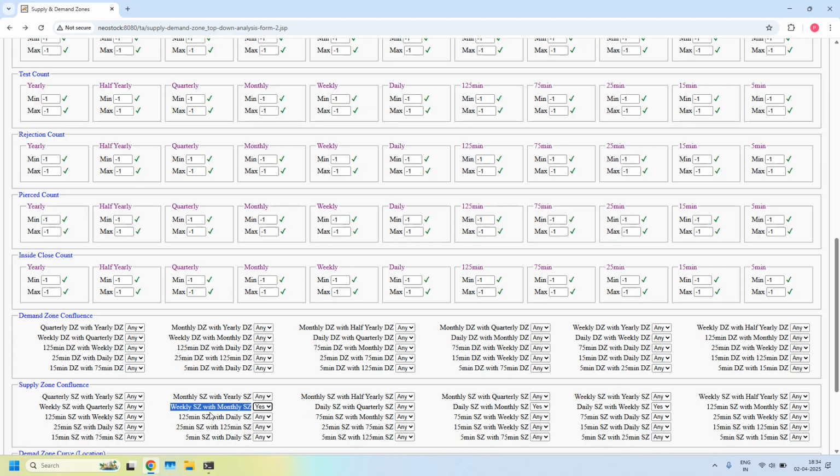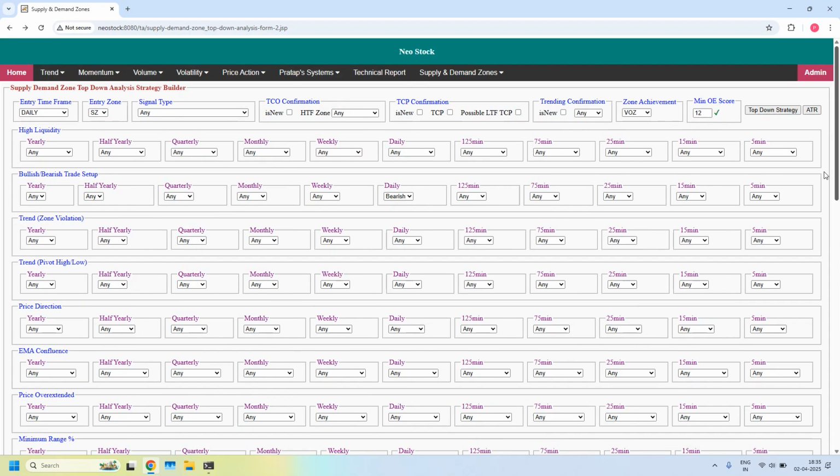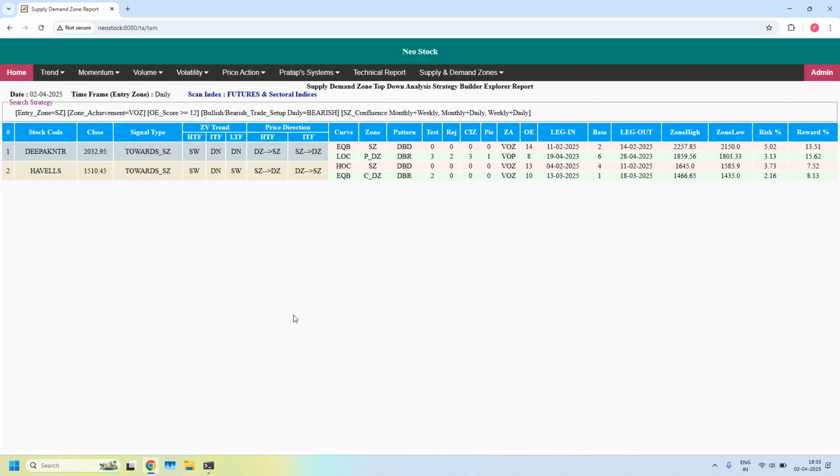So with all the 3 filters enabled, LTF, ITF, HTF supply zone confluence, we got two stocks. In these two stocks, these daily supply zones overlapped with weekly. Both together again overlapped with monthly supply zone. But monthly trend is sideways. So sideways trend, checking EMA confluence does not give any advantage. So we are leaving it. So this is bearish trade setup for monthly income trade.